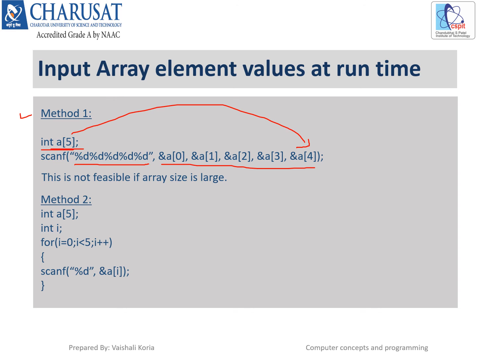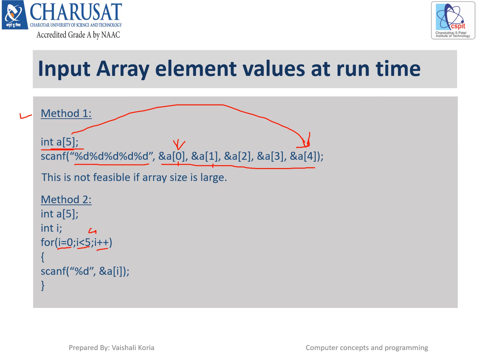So the second method is you can use the for loop, because array indices are in increasing order. It always starts with a fixed value, and the last value will depend on the size of the array, size minus 1. So here you can start the value of i with 0, i less than 5. That means this for loop will execute up to 4, and it will be incremented by 1 every time.